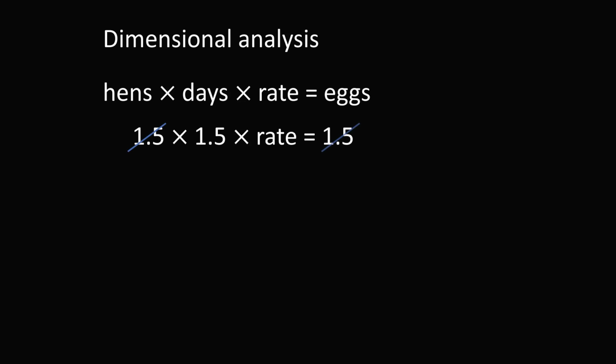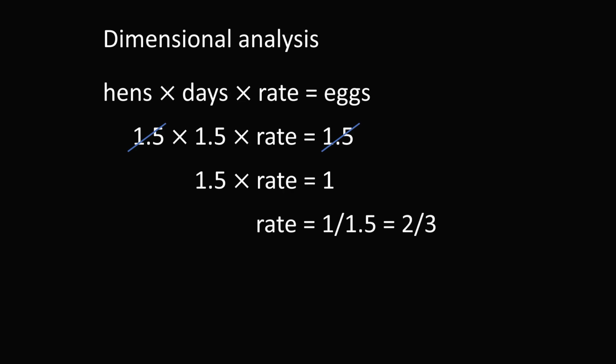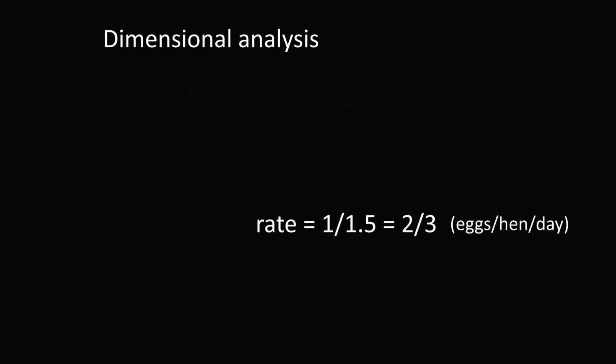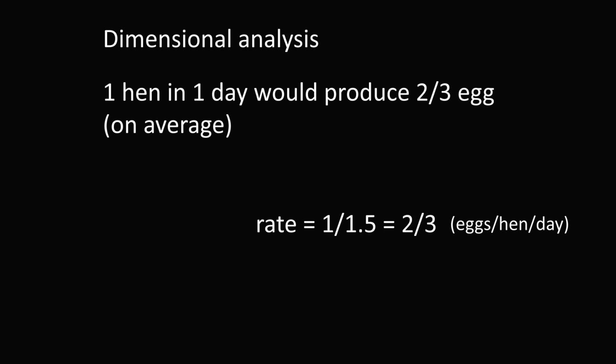We can cancel 1.5 on both sides of the equation. So 1.5 times the rate is equal to 1. Divide both sides of the equation by 1.5. 1 divided by 1.5 is the same thing as 1 divided by the quantity 3/2, which will then have a reciprocal that's equal to 2/3. And that's the answer. The rate will be 2/3 eggs per hen per day. So the answer is that 1 hen in 1 day would produce 2/3 of an egg on average. And that's the surprising answer.